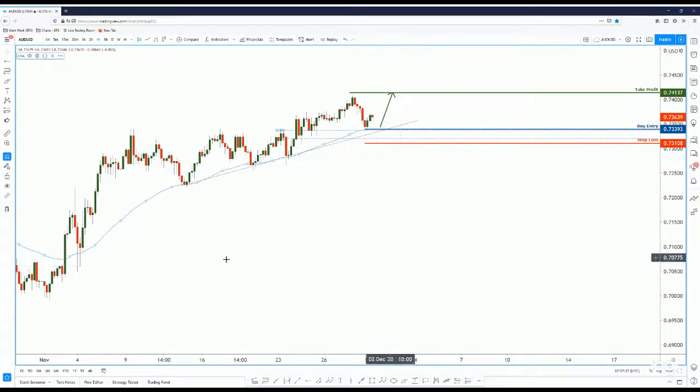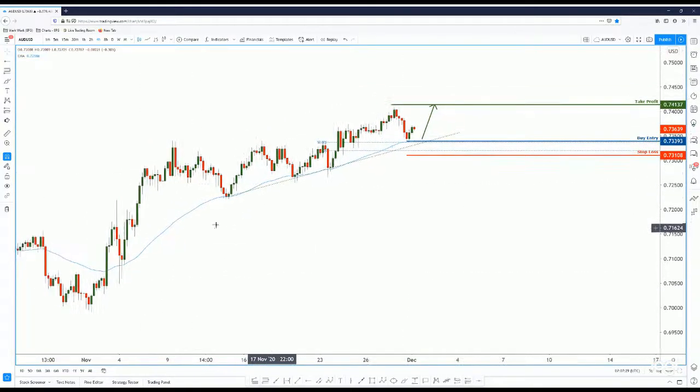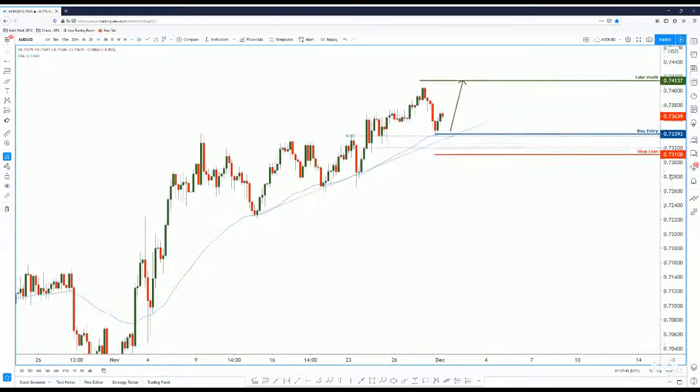When markets are on an uptrend, the moving average is holding price very well. Every time price tests the 55, it reacts. Test the 55, reacts. So now we have price testing the 55 here. It could come back and test the 55 again before reacting.